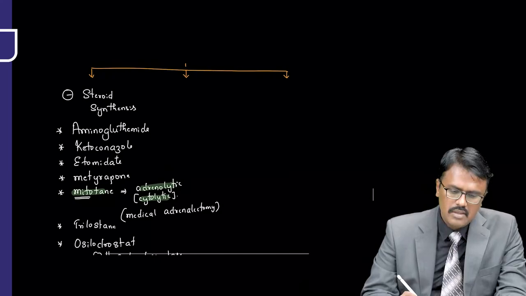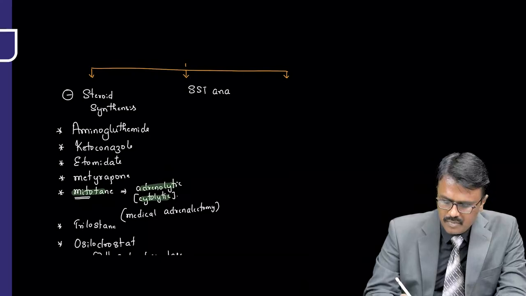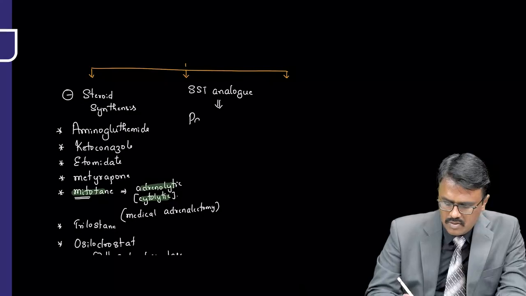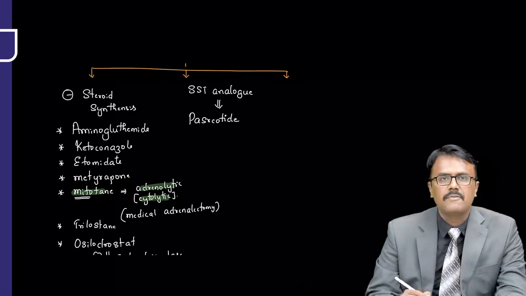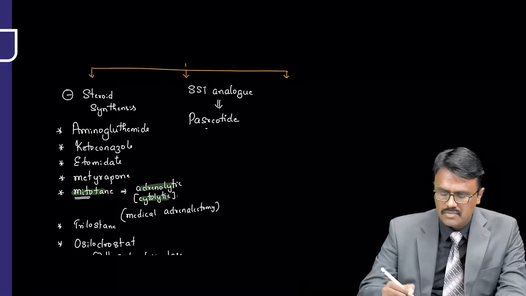What is the second strategy? We have the somatostatin analog. So what is the name of the somatostatin analog used? The name is pasireotide. So pasireotide has been shown to decrease the effect of ACTH.